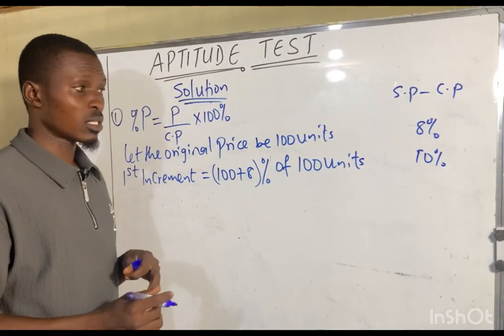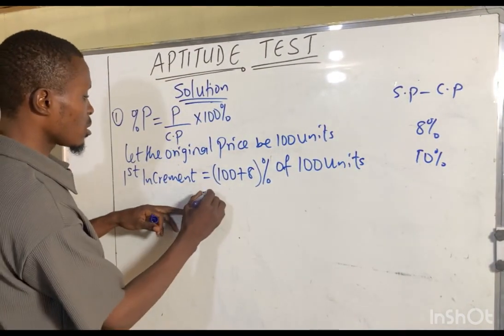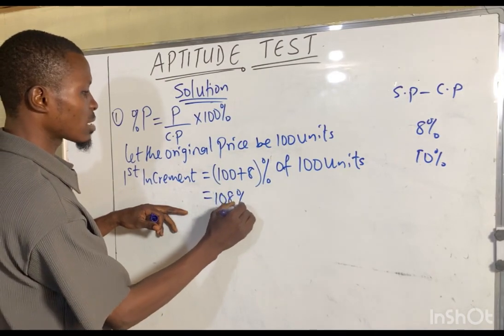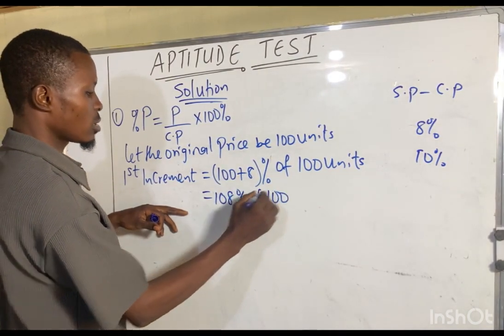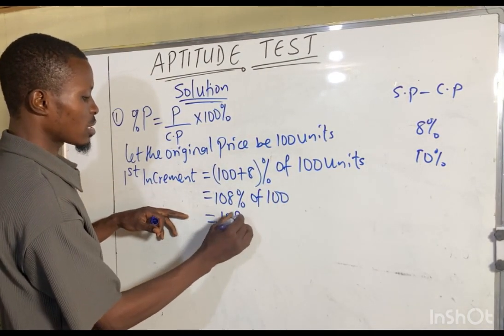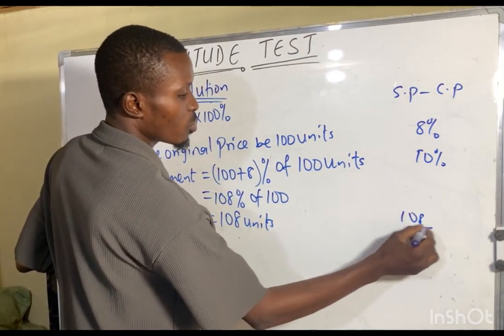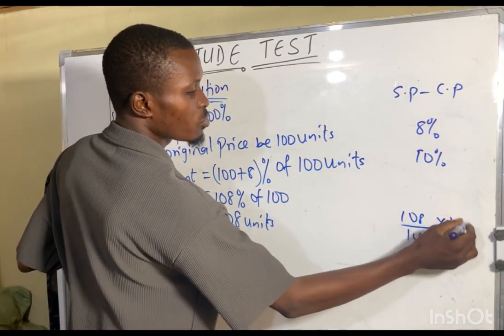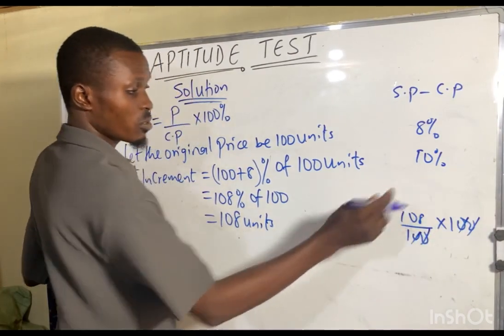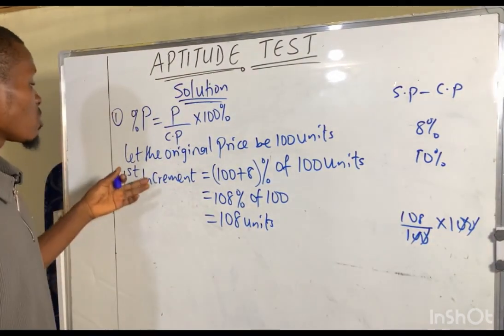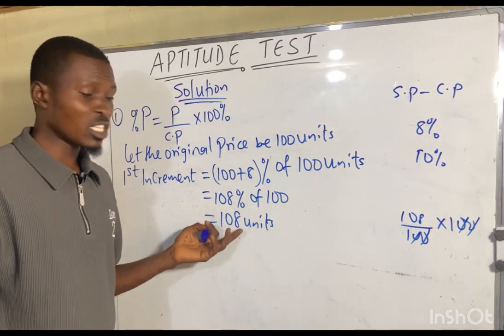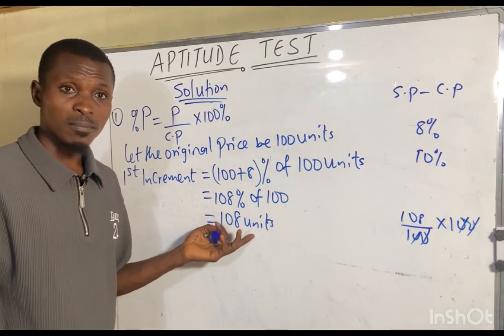That is the first increment, right? And what would this give us? This is 108% of 100. That will give us 108 units. How? 108% means 108 over 100 times 100. This cancels this, and you have 108 units. So the first increment is 108 units.